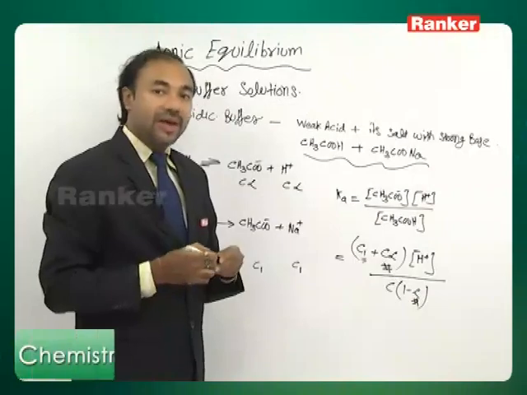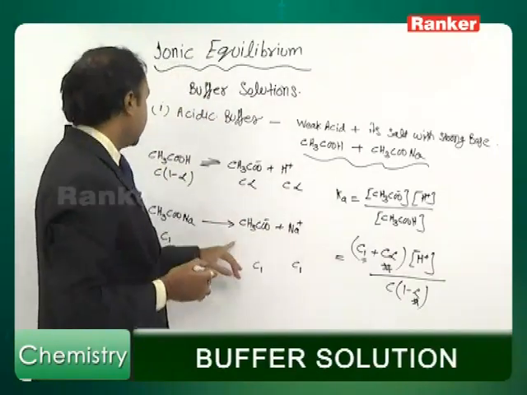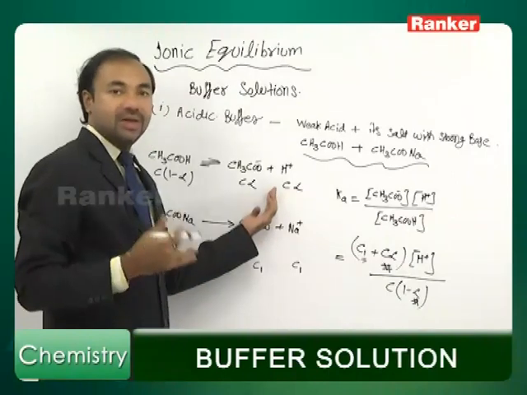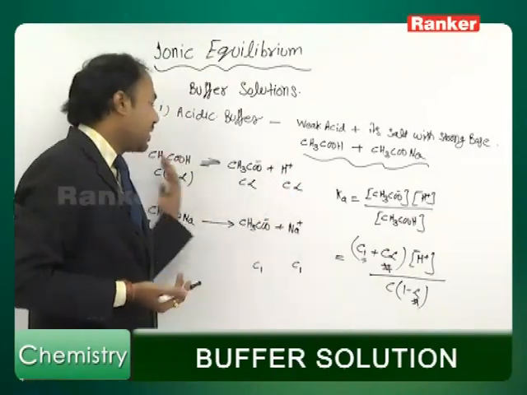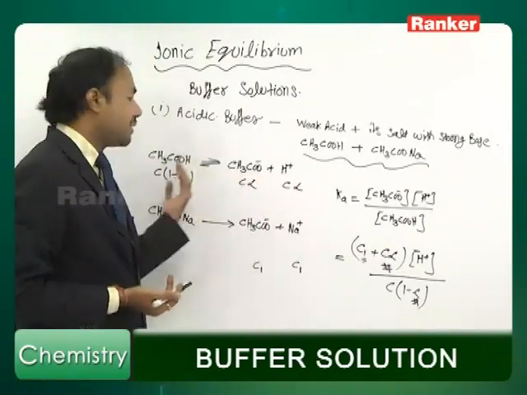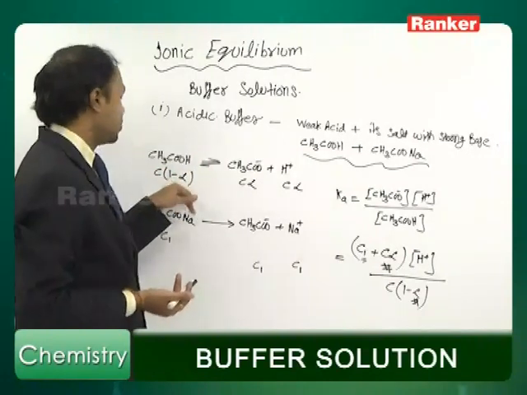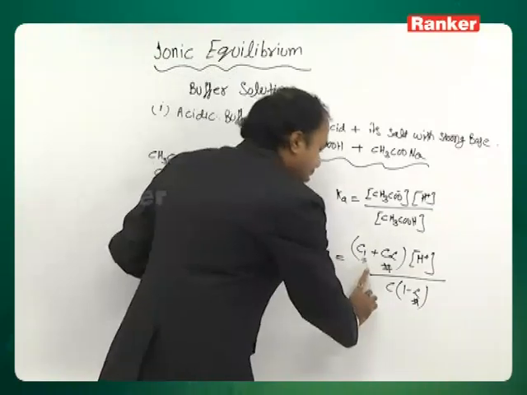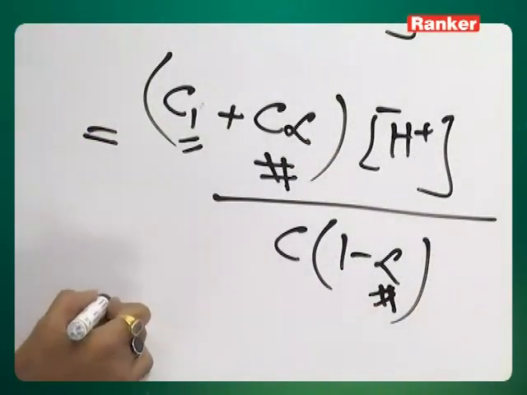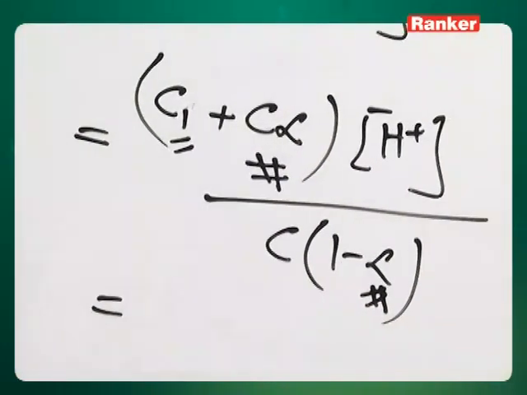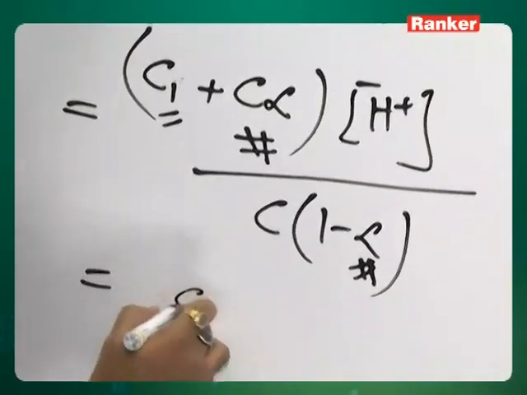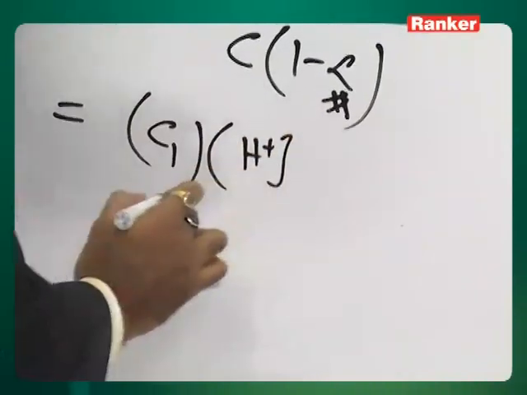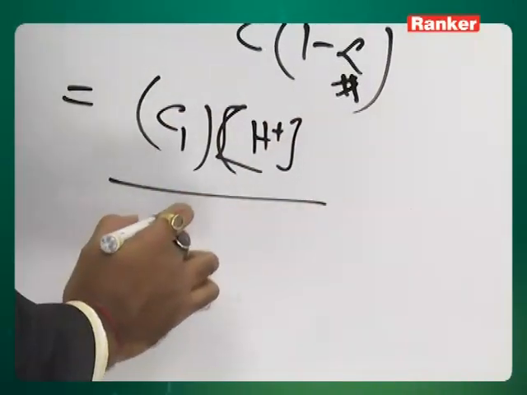Why this one? I have already been telling you, once we add acetate ion into this solution, this equilibrium, according to Le Chatelier's principle, will shift in the backward direction. Once it shifts in the backward direction, its degree of dissociation is suppressed. Now, after taking these approximations, if we write the values here, it becomes Ka equals C1 into concentration of H plus ions upon C.